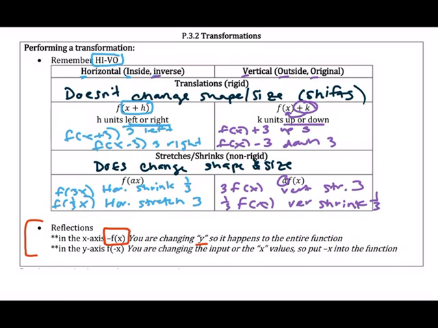Versus reflections in the y-axis. So this was x-axis versus reflections in the y-axis, where you're actually substituting in negative x for x. You're plugging in negative x everywhere there was an x. That would reflect over the y-axis. So now that we have reviewed what these transformations are, let's get to some practice problems and see how we use them.